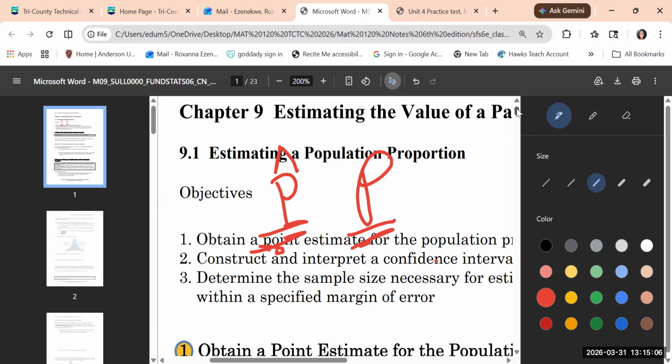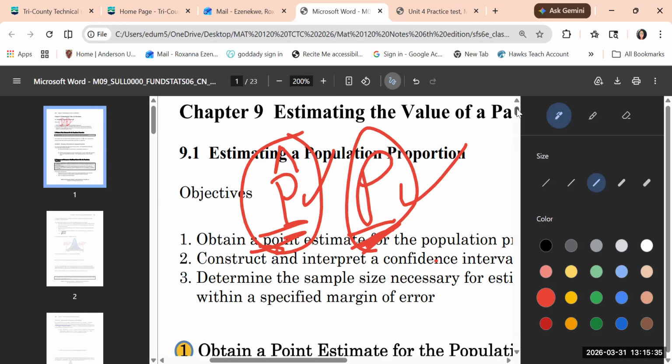I want you to know that this is the same p we saw in binomial distribution, the probability of success. So just make it easy for yourself. The population proportion is p. There is no hat. The sample proportion is p hat. We shall be using p hat to estimate the population proportion because we don't know the population proportion. We are not even expected to know it. Because if you know the parameter, what are you looking for? So you usually don't know the parameter.